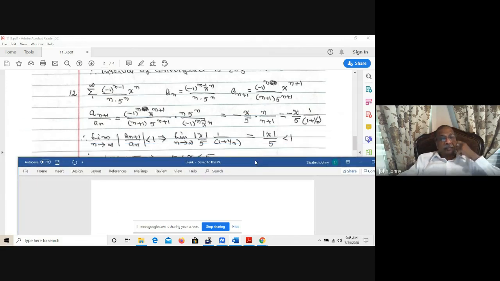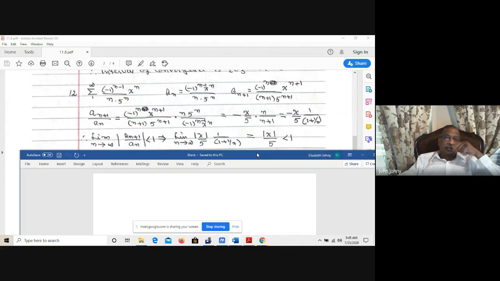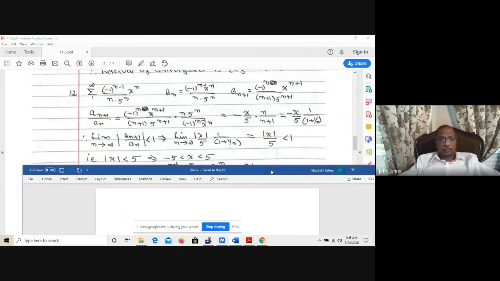Therefore, limit as n approaches infinity of the absolute value of a(n+1) over a(n) less than 1 implies limit as n approaches infinity of the absolute value of x over 5 times 1 over 1 plus 1 over n. That is, 1 over n is 0 because n equal to infinity means 1 over infinity is 0. So it is a 1. So that means the limit is equal to the absolute value of x divided by 5. That must be less than 1. That is, the absolute value of x must be less than 5, meaning x lies between negative 5 and positive 5.